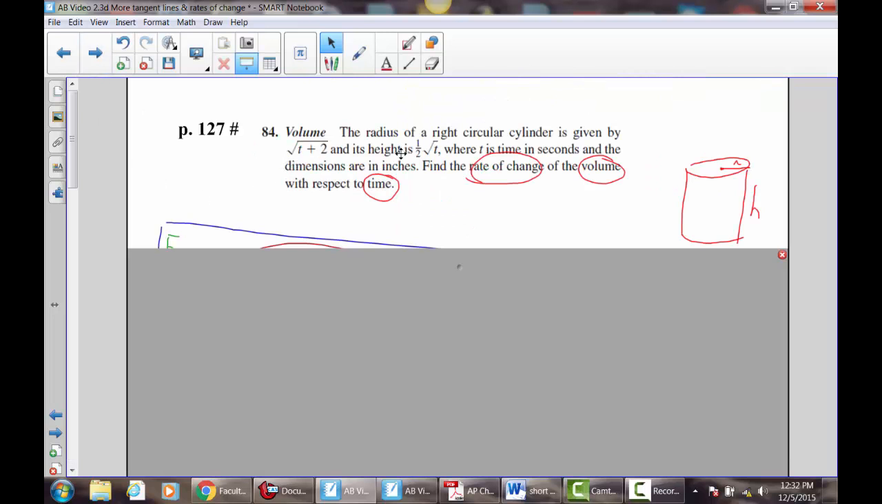Okay, number 84, the radius of a right circular cylinder is given by the square root of t plus 2, and its height is 1/2 of t, where t is the time in seconds, and the dimensions are in inches.